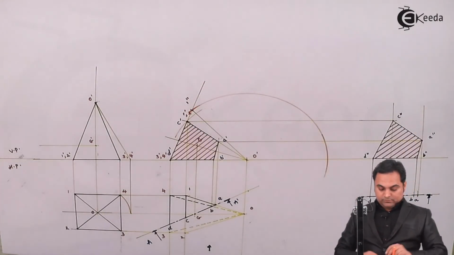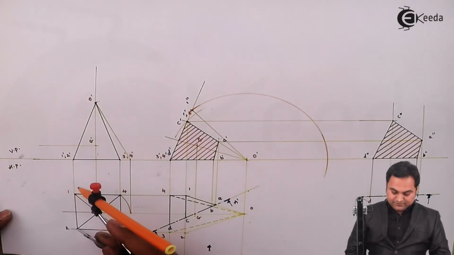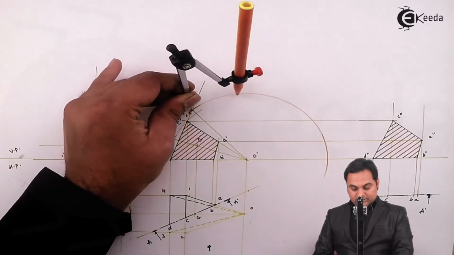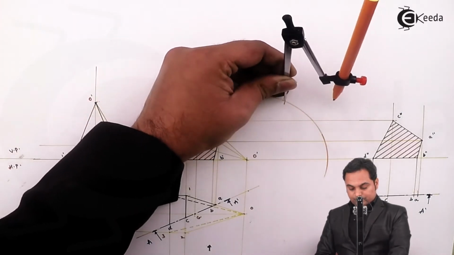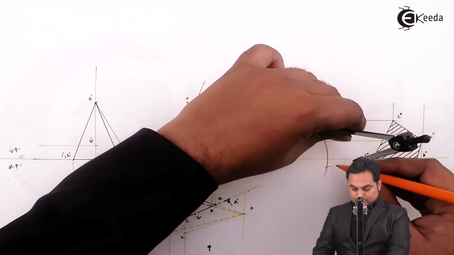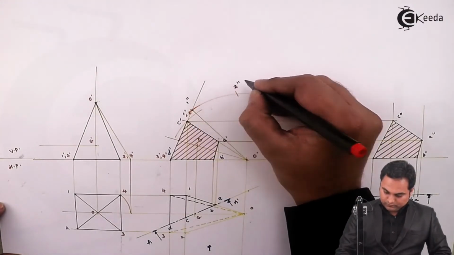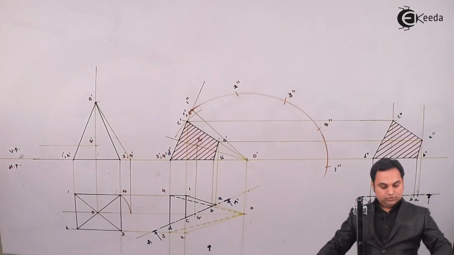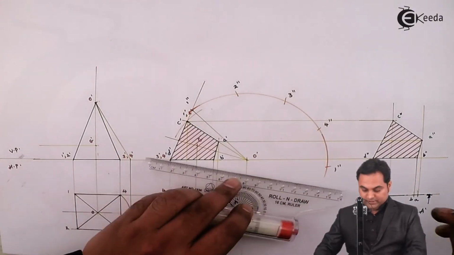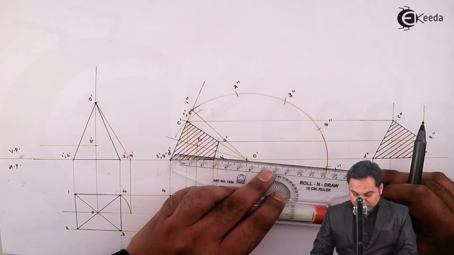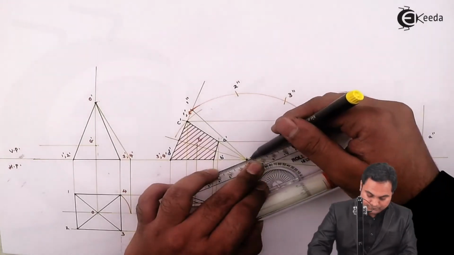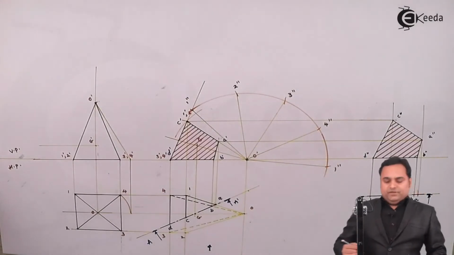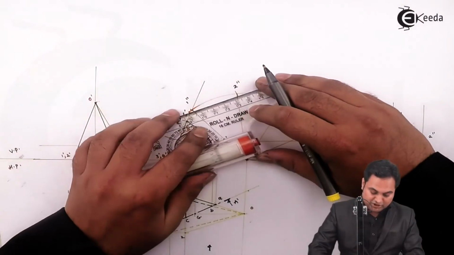Then measuring the base edge and dividing this arc into 4 parts. One double dash, two double dash, three, four, and again one. Joining all these points to the apex, which is a common vertex. Then, since it is a pyramid, the base edges will be sharp.